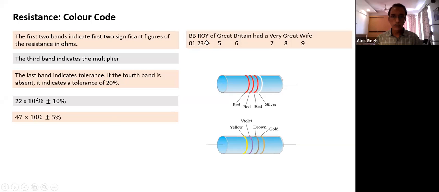Let me read. Yellow is 4. And violet here? Violet is 7, like in 'Very Great Wife'. No, this is something really funny. Very Great Wife. It sounds untrue, but it is, you can take it, okay. So this is the number 7. So 47, multiplier, tolerance. There's nothing more, just follow the method, just follow the rule.